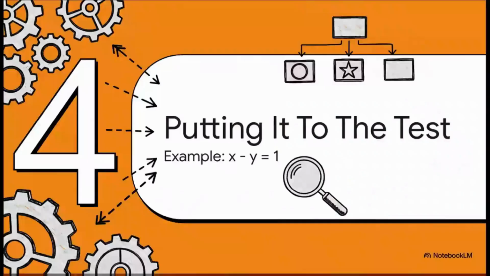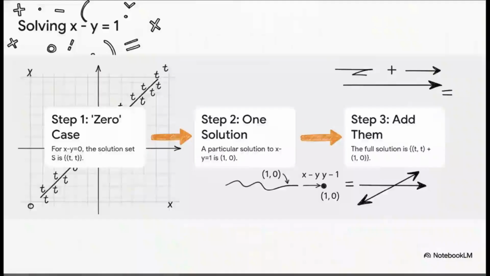Okay, theory is one thing, but let's make this concrete. Let's circle all the way back to the question from the very beginning, x minus y equals 1, and put our new 3-step method to the test. Let's see it in action. All right, let's walk through the steps. Step 1, the zero case is x minus y equals 0. That just means x has to equal y. So our solution set S is all the points that look like t comma t. Easy enough. Step 2, find one solution. A super easy one for x minus y equals 1 is the point 1 comma 0.